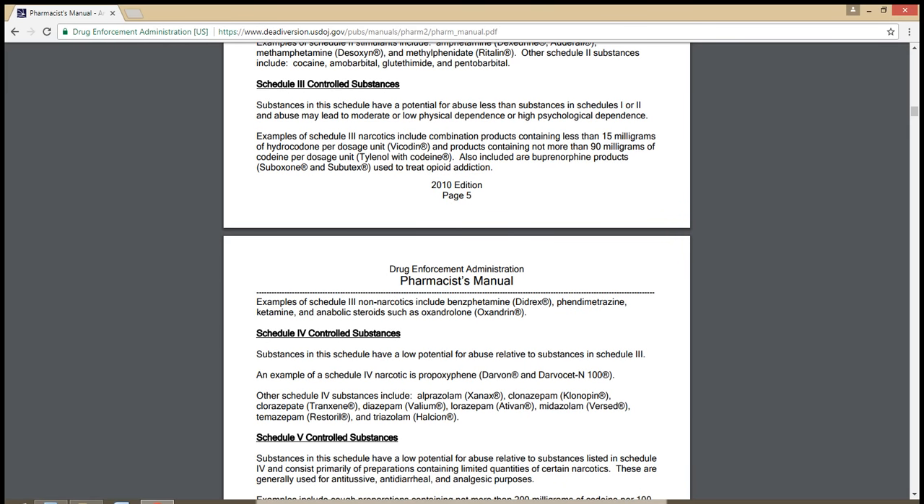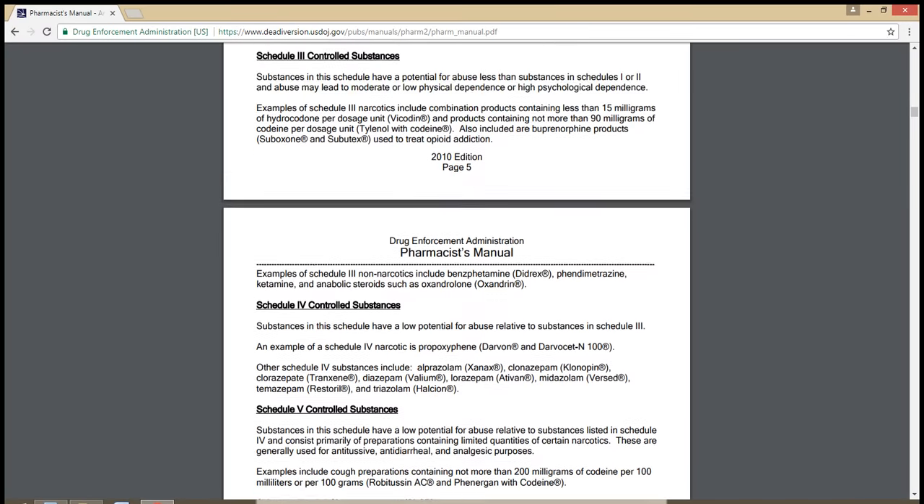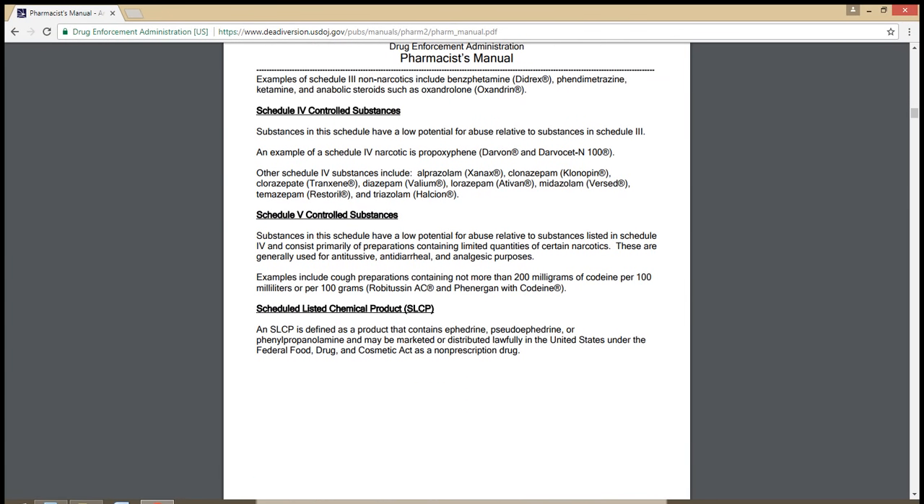And then Schedule 4 medication are medications that have low potential of abuse relative to substances in Schedule 3. So as you go down, the potential of abuse decreases essentially. And Schedule 4 medications are usually medications that are either benzodiazepines or the Z drugs, right? So when you see a benzodiazepine or a Z drug, you automatically think that's a Schedule 4 medication. And propoxyphene, which is brand name for Darvon.